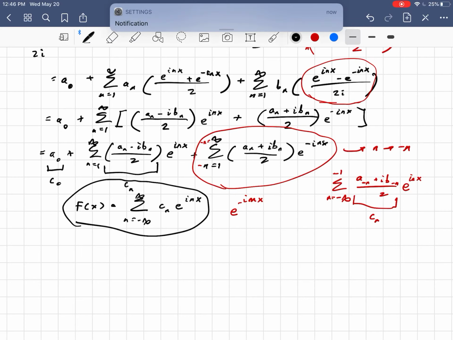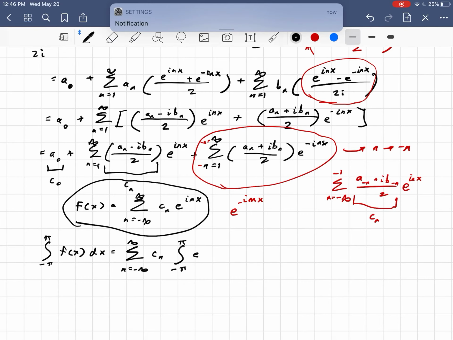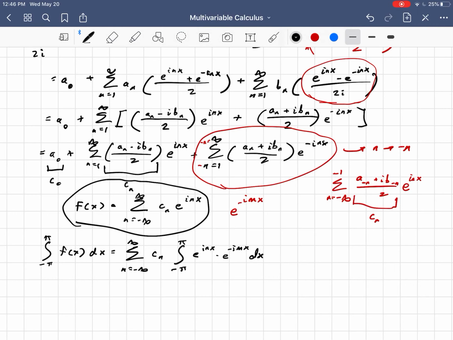So we're also going to integrate from negative pi to pi just like we did earlier. So we have the integral from negative pi to pi of f of x dx is equal to the sum from n equals negative infinity to infinity of c sub n times the integral from negative pi to pi of e to the i n x times e to the negative i m x dx. And now we can fool around with this a little bit.